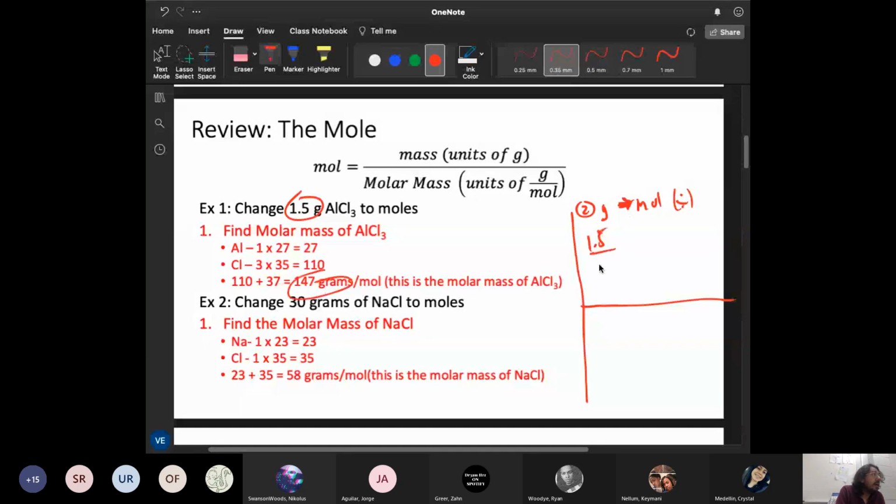So we do 1.5 divided by 147. I've been doing this all day, but I do not have the answer memorized, and my handwriting is really ugly right now. I'm trying to be pretty.